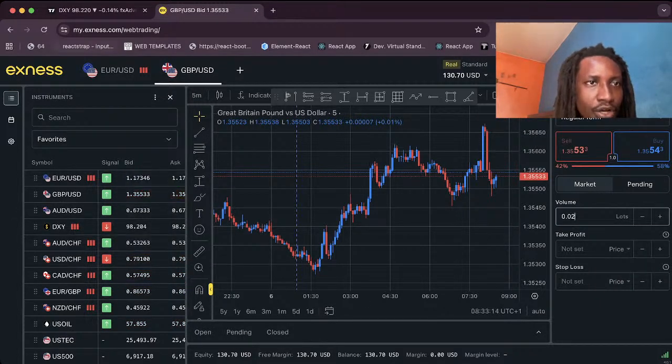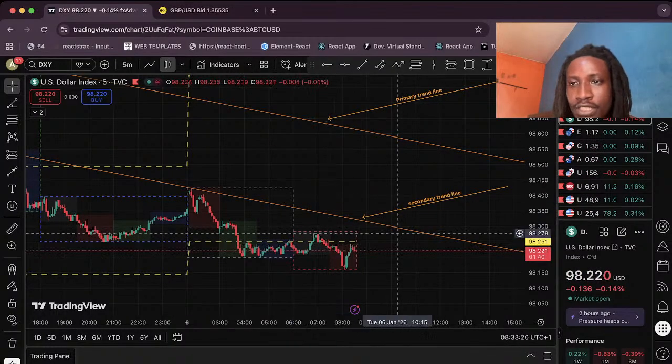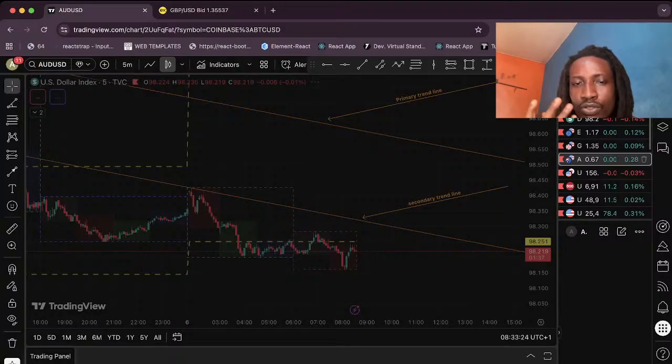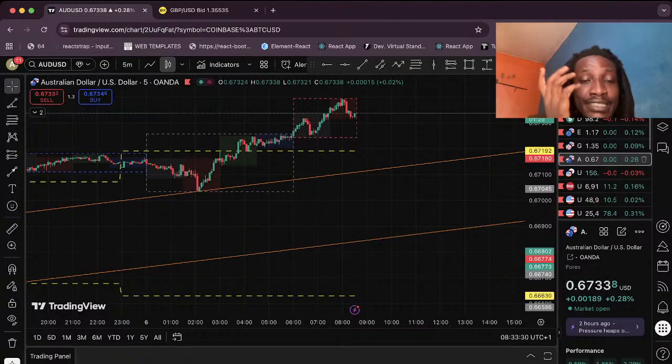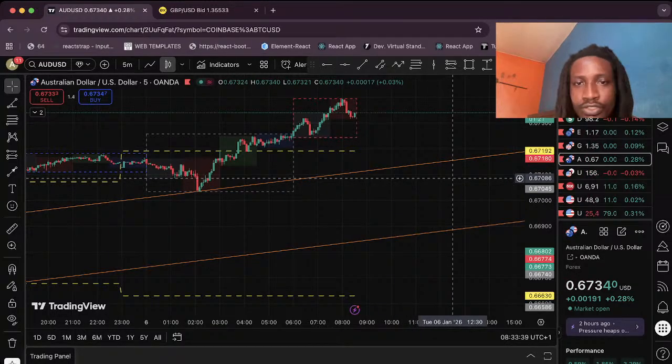I don't think I'll be trading Aussie dollar USD this morning, even if we see any confirmation, because for me, Aussie dollar looks more bullish, or has a more bullish intention, compared to the likes of Euro USD and British pound USD.